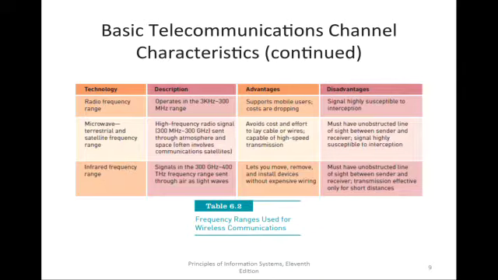Then we have microwave. They have high frequency radio signals sent through atmosphere and space, often involving communication satellites. As an advantage, it avoids the cost and effort to lay cable or wires, and is capable of high speed transmission. But don't forget, it must have an unobstructed line of sight between sender and receiver, and signals are highly susceptible to interception.